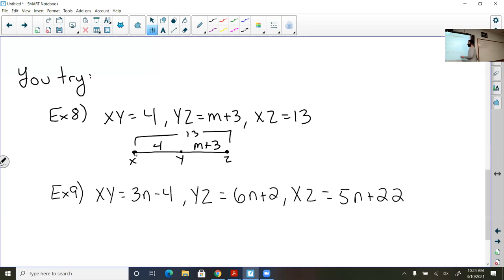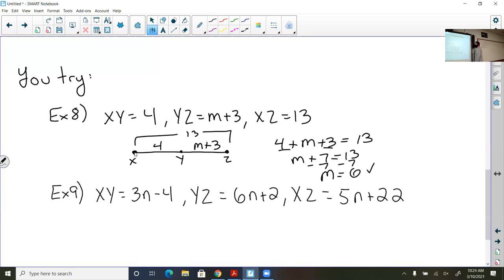So I'm going to set up an equation of 4 plus m plus 3, because those are my two segments that combined, when I add them, it equals my total value. Well, I have like terms, so I'm going to combine those. m plus 7 equals 13. And then subtract 7. m equals 6. Now, you could have also not combined the 4 and the 3 and just subtracted 3, subtracted 4. Do it in two steps. That's fine. I did mine in two steps as well. I combined them, then I subtracted. So it's not one way is quicker than the other. So that's the first thing.